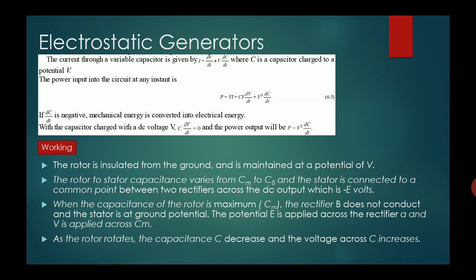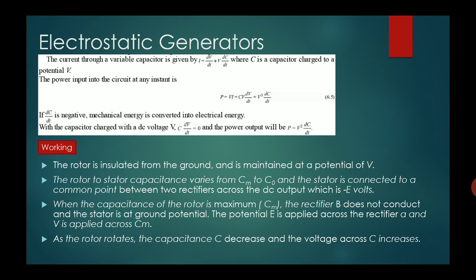Now we'll discuss the working of this electrostatic generator. The rotor is insulated from the ground and is maintained at a potential of capital V. The rotor to stator capacitance varies from Cm to C0, and the stator is connected to the common point between two rectifiers across the DC output, which is minus E volts.